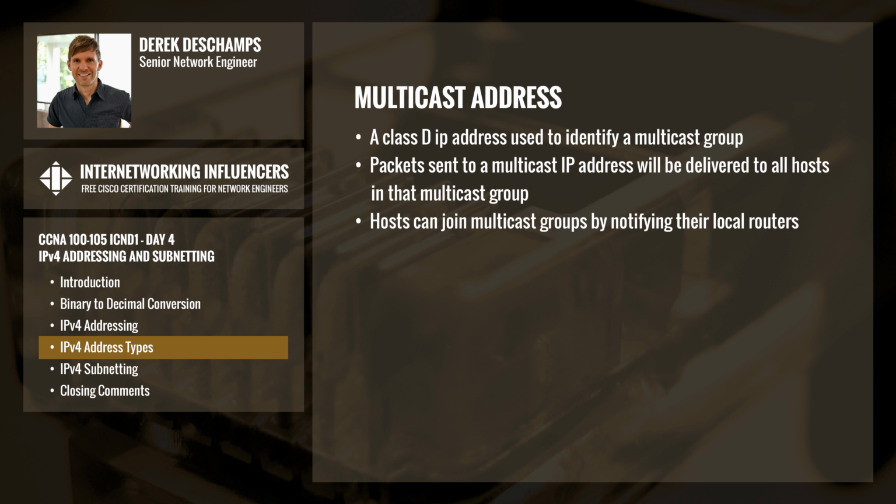The last type of IPv4 address is a multicast address. A multicast address is a Class D IP address, used to identify a multicast group. Packets sent to a multicast IP address will be delivered to all hosts in that multicast group. Hosts can join multicast groups by notifying their local routers.